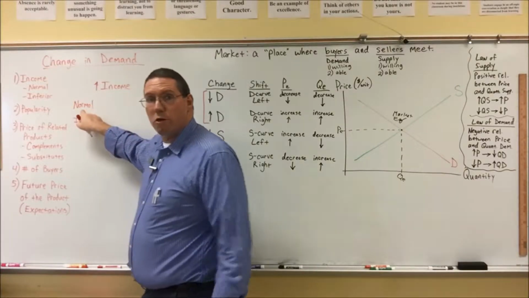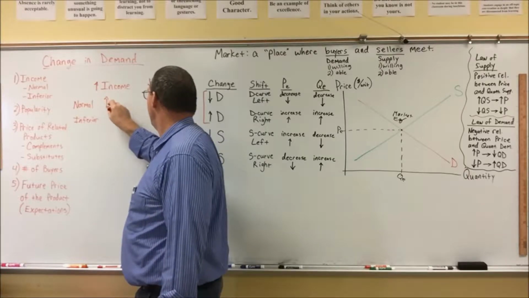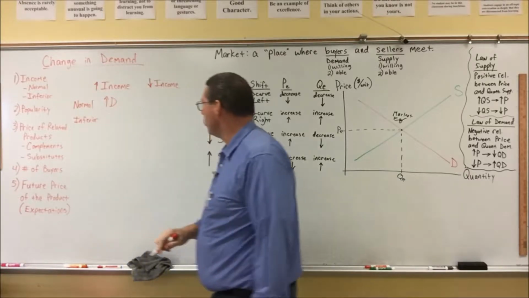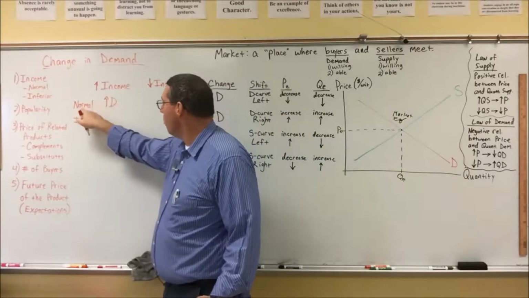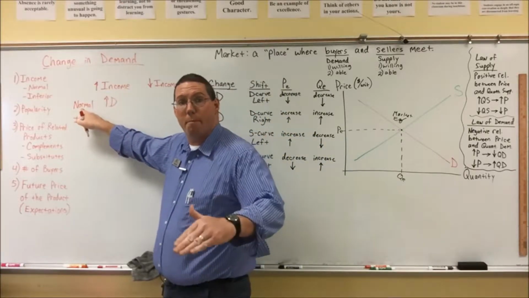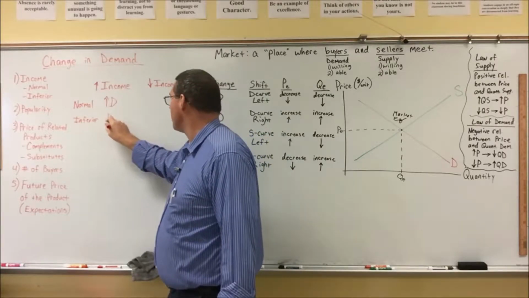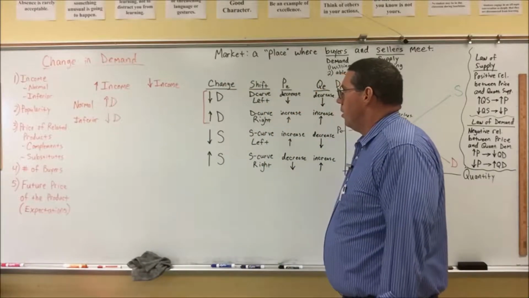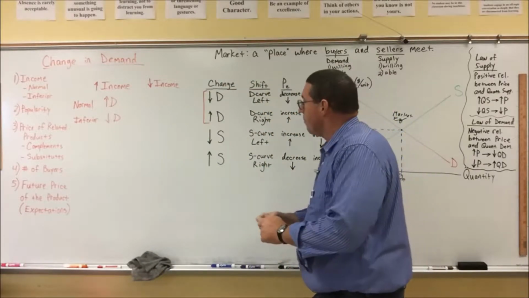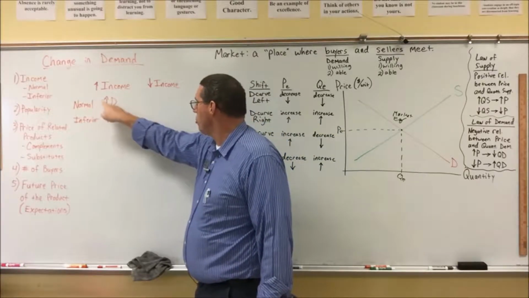Okay? So what will happen is when income goes up, demand for normal goods will also go up. So we'll have an increase in the demand for a normal good. But because people are now buying more of the normal good, they're going to stop buying the inferior good so much. So we're going to have a decrease in demand for the inferior good. So here's what will happen. When incomes go up, demand for normal goods will increase.